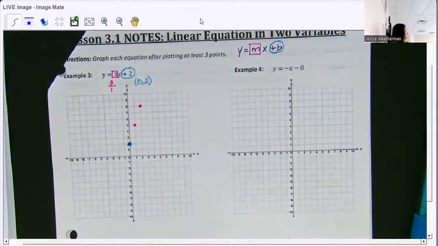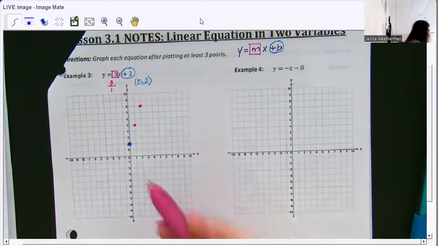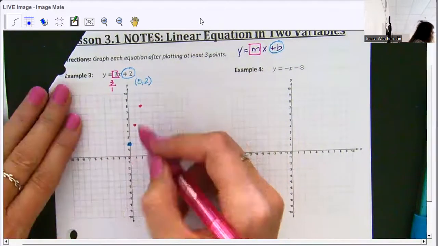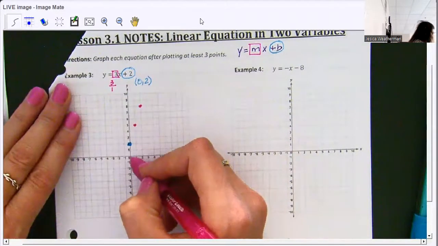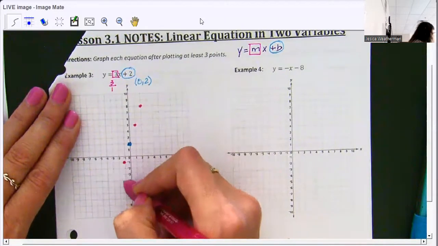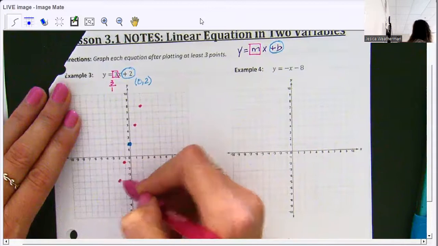How many points do you need to create a line? 2. Only 2. Now, I tend to plot about 5 points. That is not required. But one thing that I want to show you that you're not used to is that you don't only have to go up and to the right. I can go down 1, 2, 3 and to the left to continue my line.